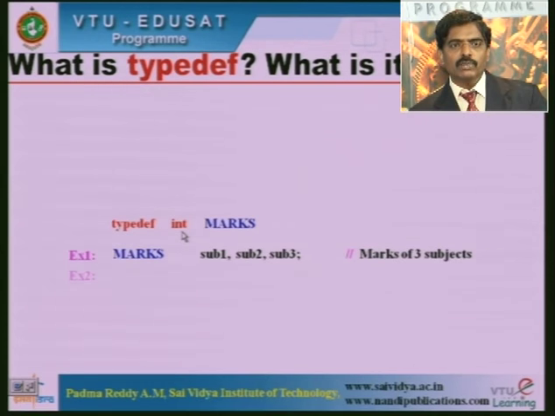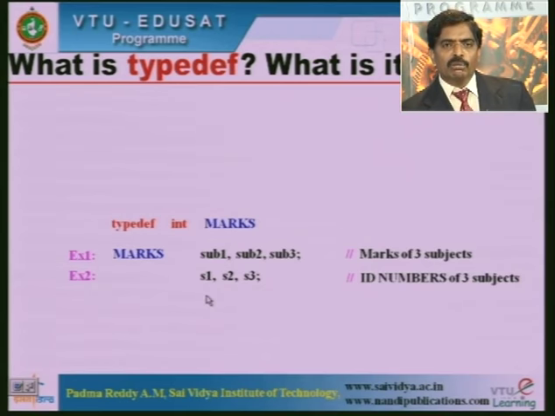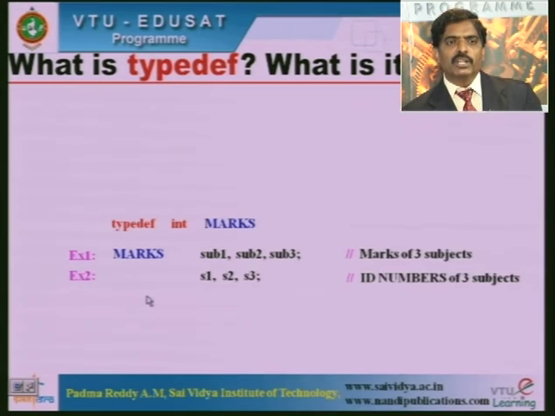Another example, suppose I want S1, S2, S3. 3 variables are used to store ID numbers of 3 subjects. So normally ID may be of type integer. So let me write int S1, S2, S3. But again, by looking at this declaration, it is very difficult for us to say what values are available in S1, S2 and S3. We can simply say integer values are available.